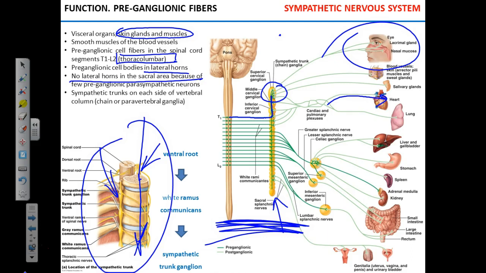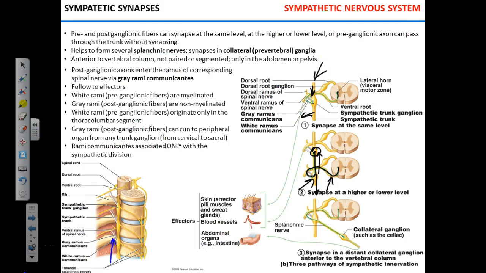Does that make sense? I usually give this comparison: imagine that you have a parking lot in a building, and on each floor there is a walkway from the parking lot to the building. You can just park on the third level, go to the walkway, and get into the building. So it's synapsing at the same level. Or you can go to the elevator, get from the third level to the sixth, and go directly where you need. Does that make sense? So preganglionic and postganglionic fibers can synapse at the same level in the sympathetic trunk or at a different level. Sympathetic fibers can go up or down. Does that make sense? Awesome.